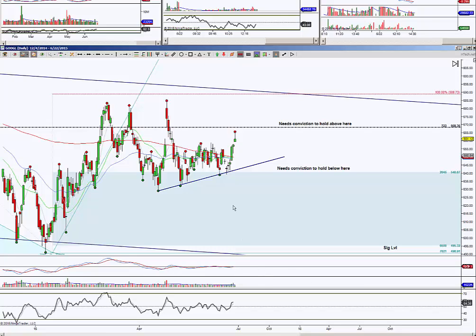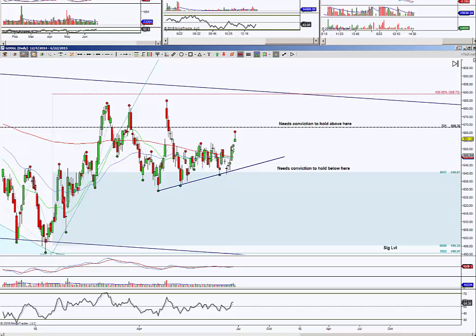Otherwise, a rejection here or failure to continue higher, then I would look for, and this is a reversal type candle, if we were to close like this, I would look for a gap attempt, okay, a gap fill attempt after today's close. If it closes with this kind of a candle, a bar candle, a candlestick, okay. Other than that, continue to get back inside of this bar.